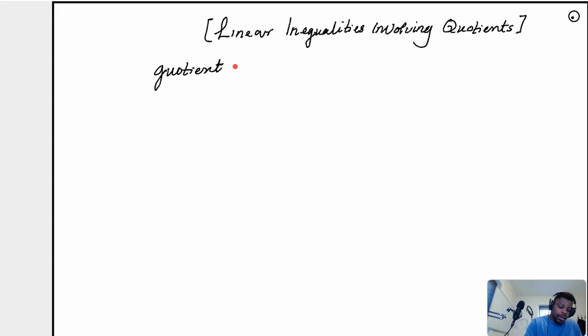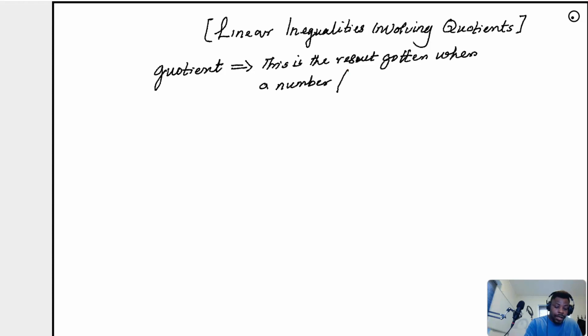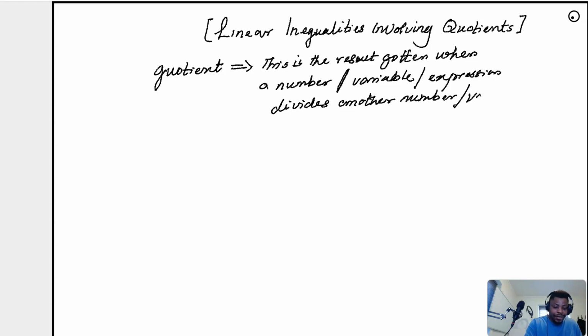Quotient. This is the result gotten when a number, or we can say a variable, or we can say an expression, divides another number, or we can say a variable, or we can say an expression.